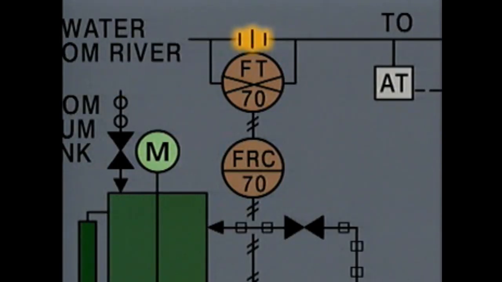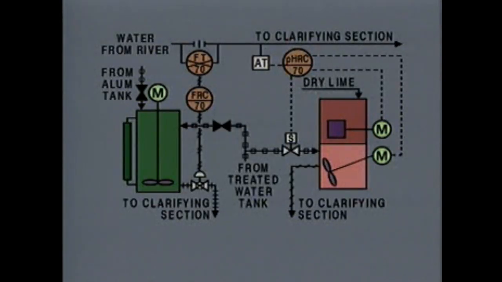This symbol represents an orifice plate in the river water piping. The symbol containing the letters FT represents a flow transmitter. The transmitter is connected by tubing to the water line on each side of the orifice plate. The transmitter compares the pressures on the two sides of the plate to determine the rate of flow in the pipe. The flow transmitter then sends a pneumatic signal to the flow recorder controller.